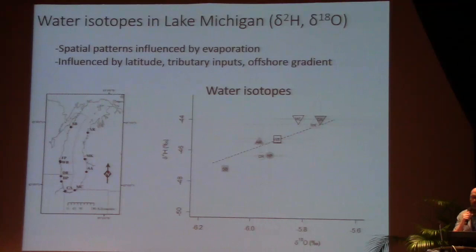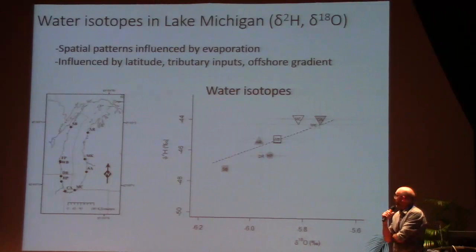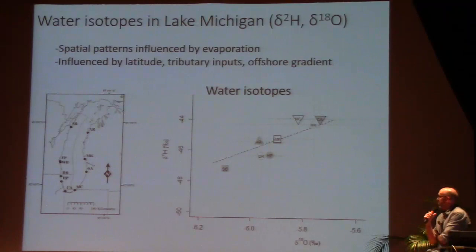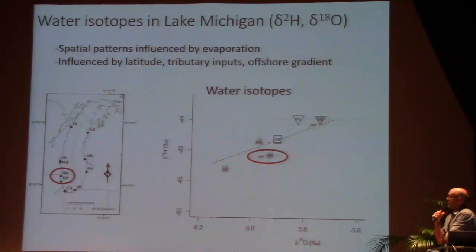The first thing I want to point out is that if we look at water isotope ratios, analyzing hydrogen and oxygen isotopes from water samples collected from throughout Lake Michigan, there's clear variation. So this seems to be a potential way to differentiate fish that are feeding in different locations. For instance, these two sites in the southwestern part of Lake Michigan really stand out from some of the other sites.